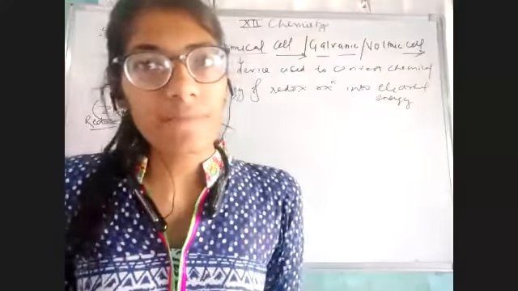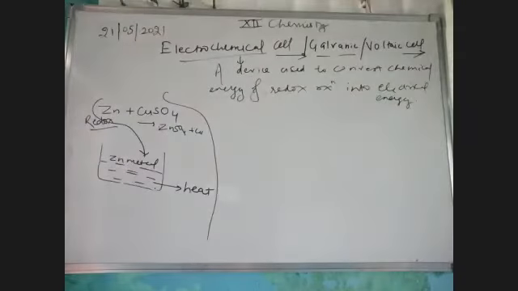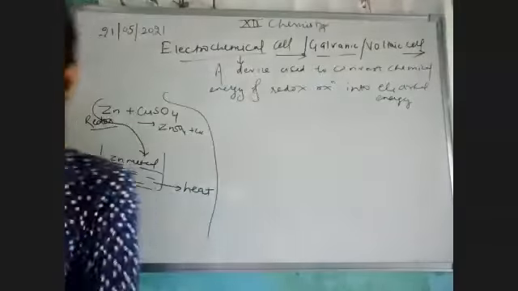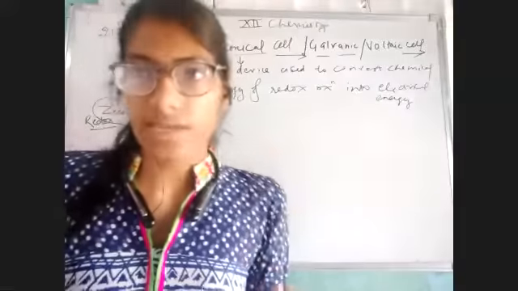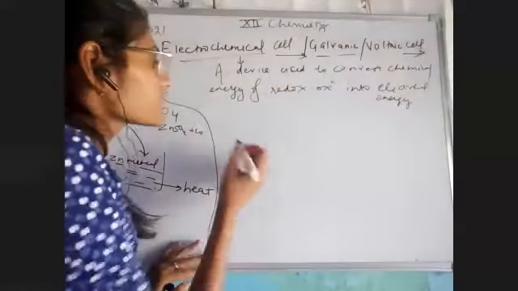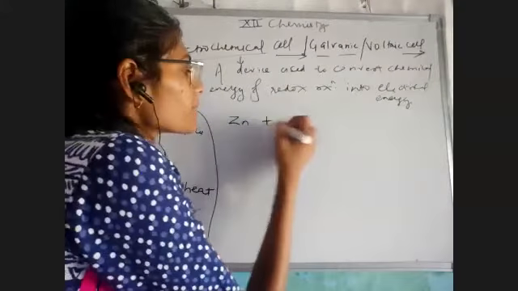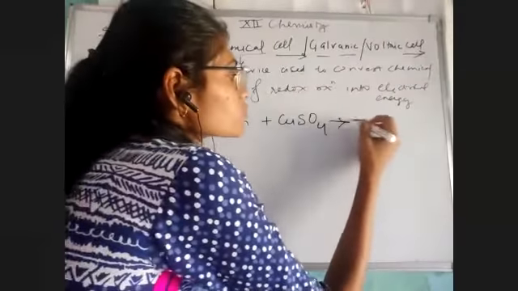Now the point here is: what is the construction of an electrochemical cell, what is the principle behind it, and how is it working. So now we are going to move to a deeper study of the electrochemical cell. First of all, I have already told you that in an electrochemical cell there is a redox reaction. Suppose I take the same example: zinc plus copper sulfate gives zinc sulfate plus copper.